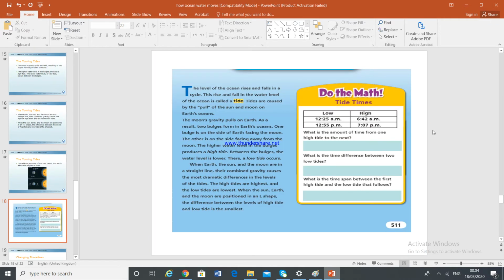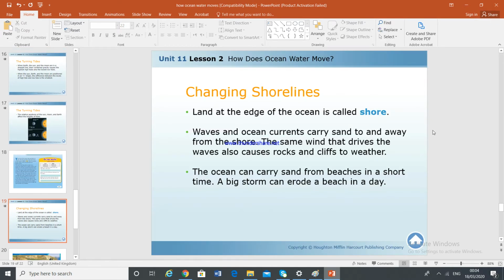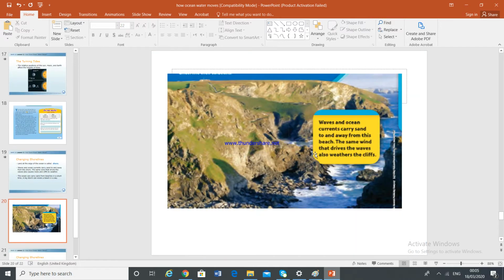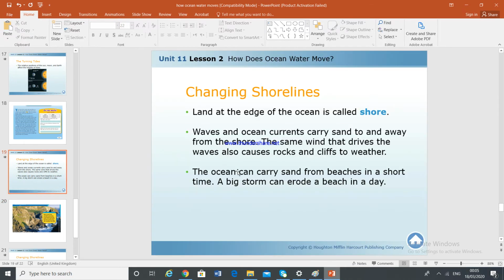today we will do what is a shore. Land. I'm sure that everyone knows about the shore, because you all love to be on a seashore. You all love to play on the seashore. When you go to beaches, you love to play near the shore. What is a shore? Land at the edge of the ocean. If this is the ocean, the edge of the ocean is called the shore.